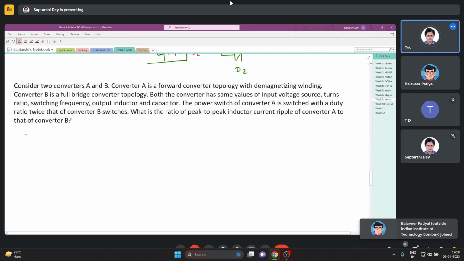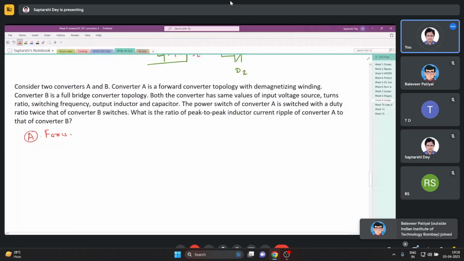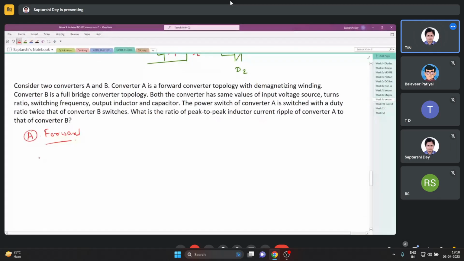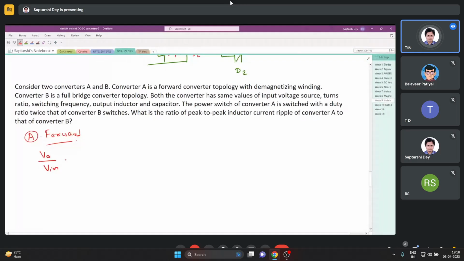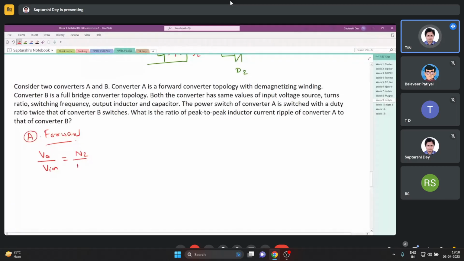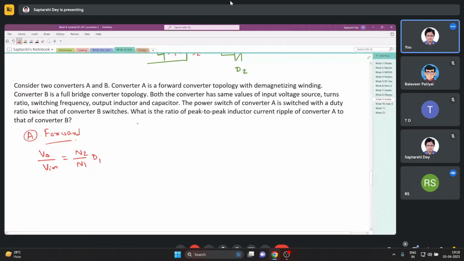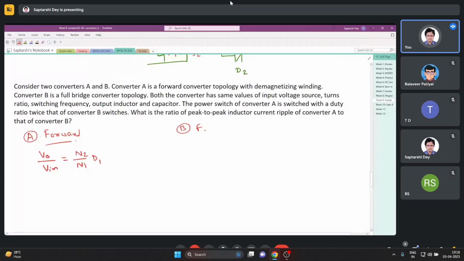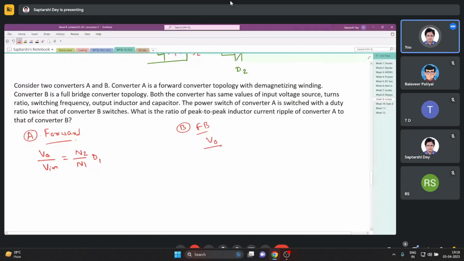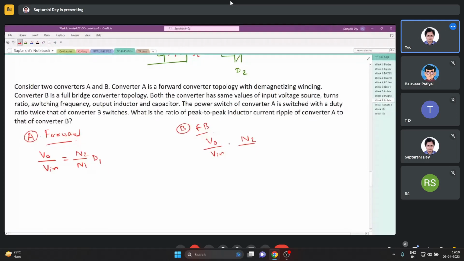All right, so converter A is a forward converter, right? For the forward converter, the relation is Vout equals n2 by n1 D1, say I am writing D1, and for B it is a full bridge converter. The relation is Vout equals 2 times, sorry, n2 by n1, say D2.